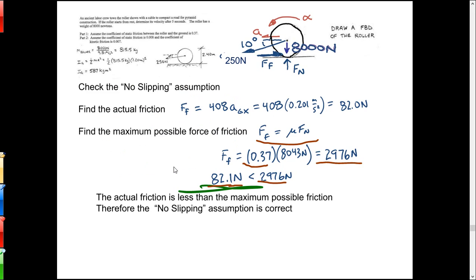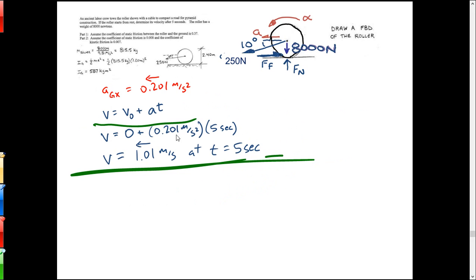All right. So what you would then do would just be to realize your acceleration of G in the x direction is 0.201. Use a constant acceleration equation and figure out the velocity. It's about 1.01 meters per second when t is 5 seconds. Okay.